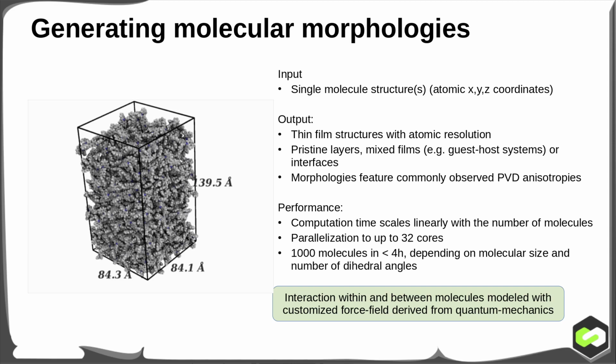The morphologies we get out of Deposit feature commonly observed PVD anisotropies, and you can also observe the built-in potentials that sometimes are generated when depositing thin films. For normal-sized molecules, the deposition of one of these films, say about 1,000 molecules, takes only a couple of hours.